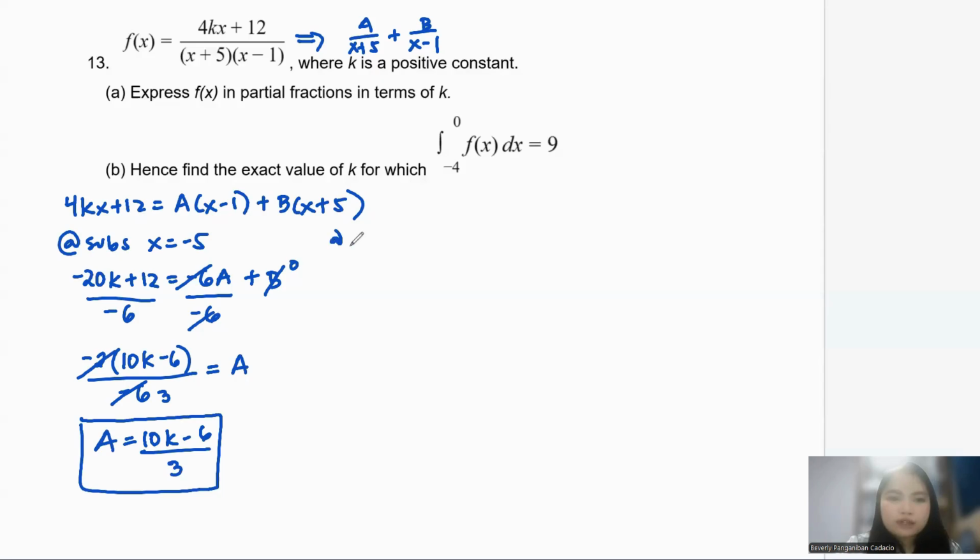Okay, let's go with the other one, where I'm going to substitute my x, which is positive 1. The other side will be just 4k plus 12 is equal to a will be cancelled, and your b will be like 6.